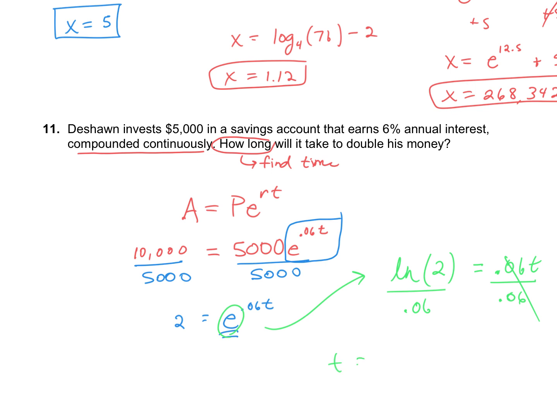There's our t is equal to, and then it's a calculator. What's the natural log of 2 divided by 0.06? When we type that into our calculator, we get 11.55, or I'll just round that up to 11.6 years. That's our time. So it will take Deshawn about 11.6 years to double his money if he just puts $5,000 into a savings account and lets it sit there, earning 6% annual interest compounding continuously. In about 11.6 years, he'll have $10,000.